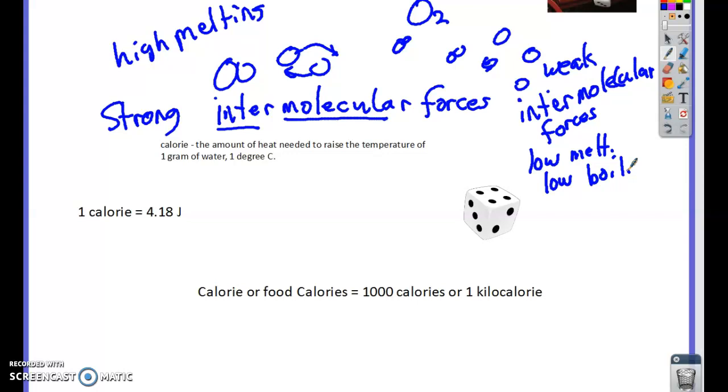We could have also said that strong intermolecular forces mean they're also going to have high boiling points. A piece of metal, for example, might have to get up to 1,000 or more degrees in order to actually turn to a gas. But theoretically, you could heat a piece of metal up to the point that it would become a gas.